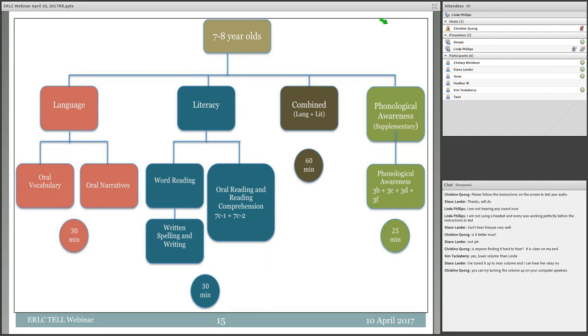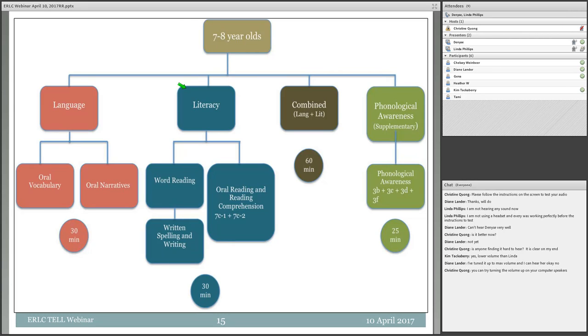Now, this is just another diagram to show you what these options would look like for 7 and 8-year-old children. So you can see how they look a little bit different for different age groups. To complete the oral language section, the children would complete all 4 components within oral vocabulary and all 3 components in oral narratives. To complete the literacy section, the administration would include word reading, 1 component within oral reading and reading comprehension, and the 2 components that make up written spelling and writing.